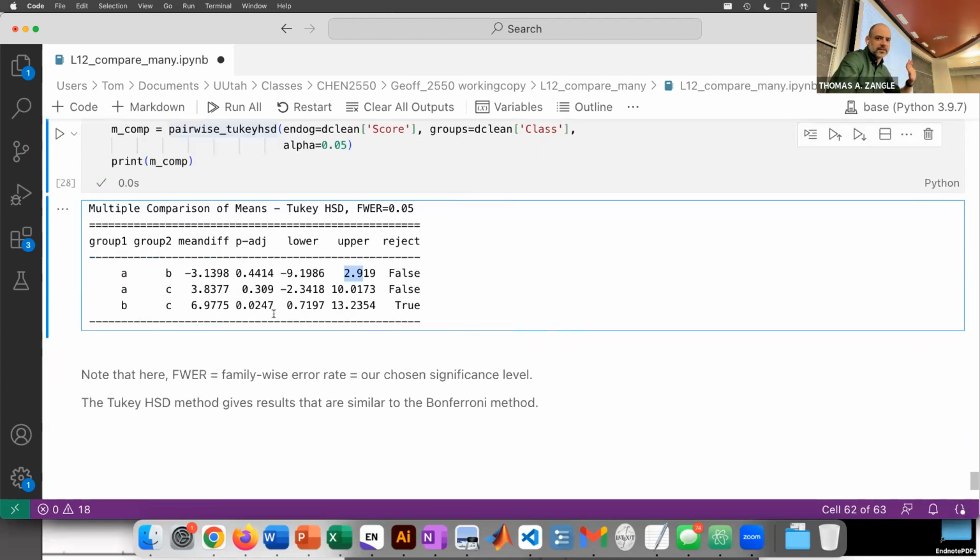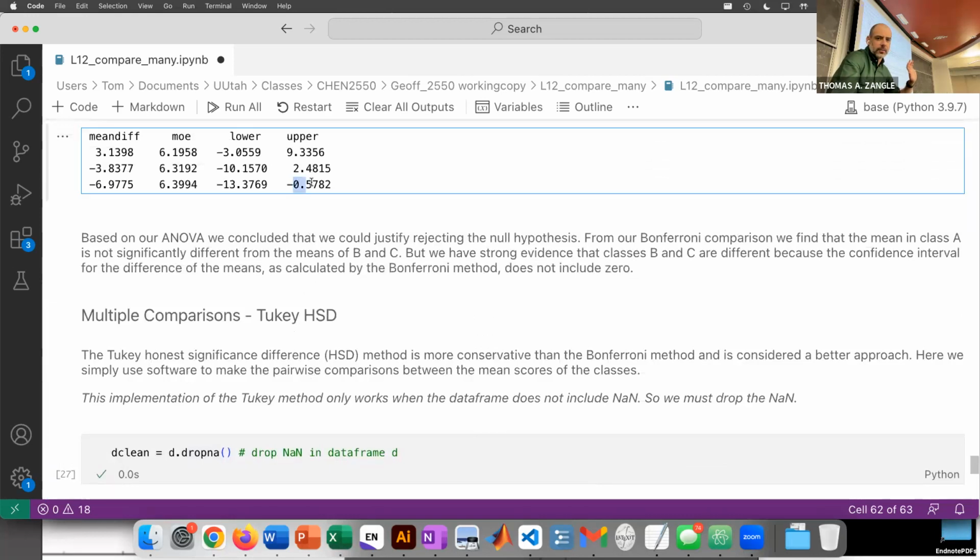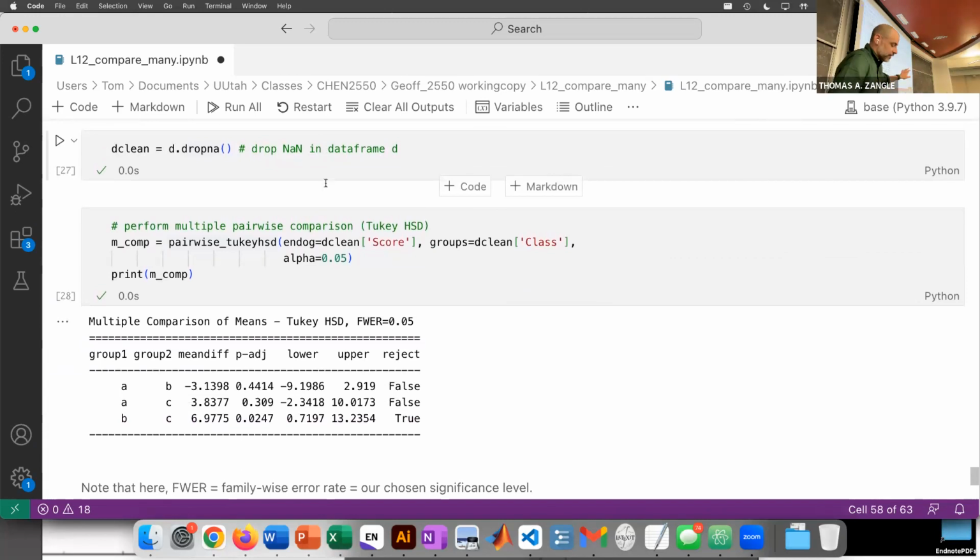So for example, between B and C, we have a value closest to 0 of 0.7. And here we actually got a little bit closer to 0. Actually, in this case, I guess the Bonferroni method was a little bit more stringent. Sorry, in general, the Tukey method is a little bit less overconfident than the Bonferroni method, even though it wasn't in this example. And it is generally the accepted way of doing this kind of multiple comparisons.